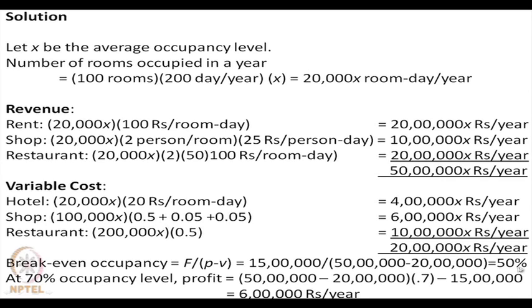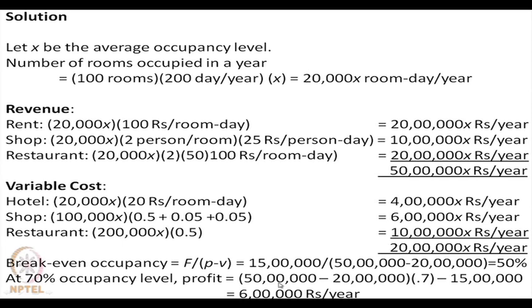So, this means that if the occupancy level is 50%, then the total revenue equals the total cost, both fixed and variable added, which means that the hotel should try to get more occupancy, more than 50% occupancy to make profit.